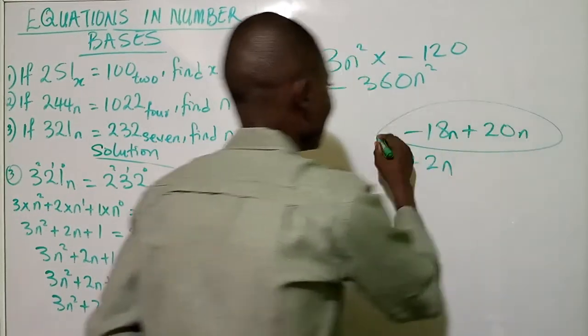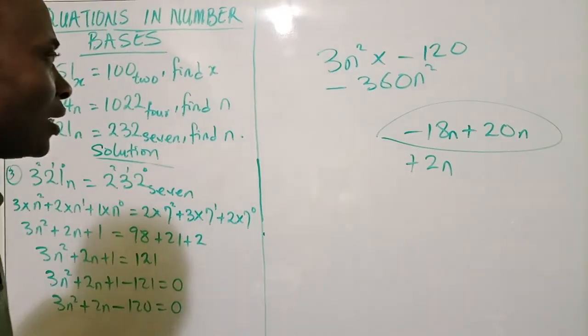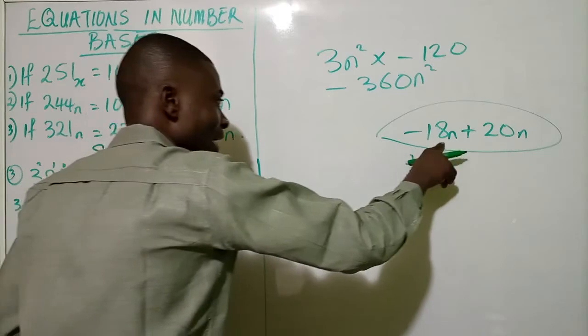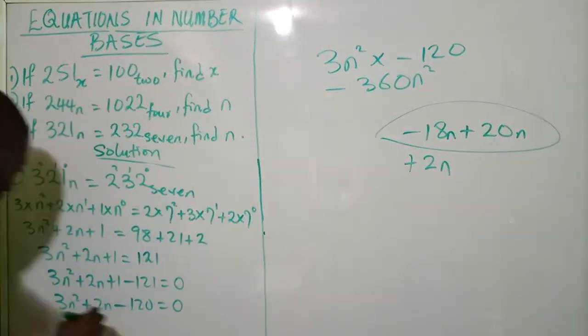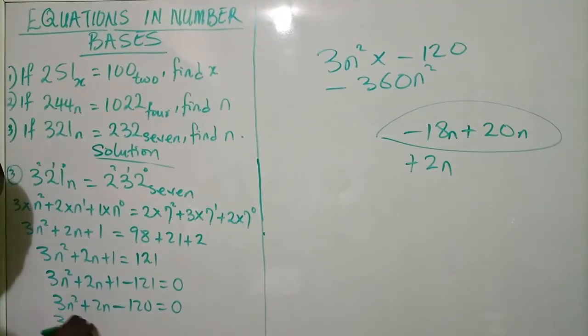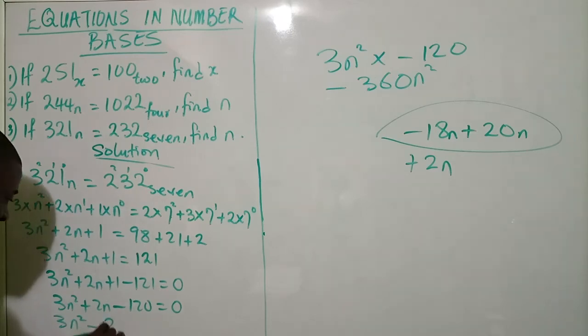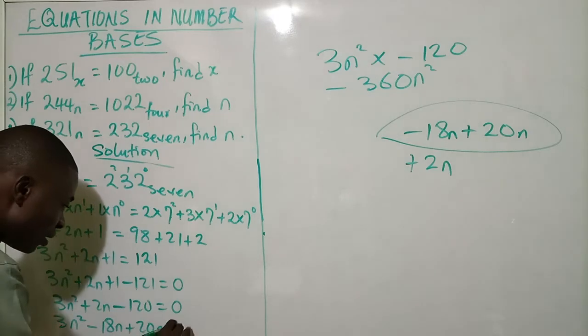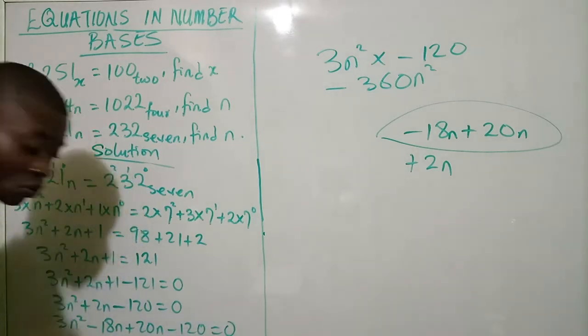So automatically, this is what you are looking for. So in place of 2n, I'm going to replace it with minus 18n plus 20n. So that will be 3n squared minus 18n plus 20n minus 120 equals 0.